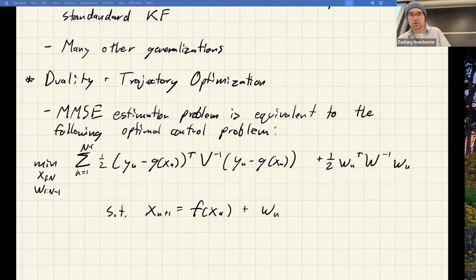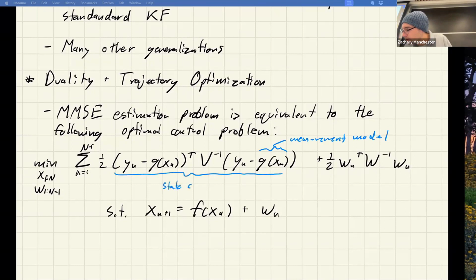All right, so let's talk about what this all is. This is your measurement model, and this whole term is your state cost. In the case that your measurement model is linear, this is a quadratic cost on the states, so G turns into C times X, and if you expand that out, it becomes a quadratic cost. And then this is like your control cost, which looks just like U transpose R U. The W's here, the process noise at each time step, become your controls. The weight matrices, the equivalent of Q and R from LQR, are V inverse and W inverse, the inverse noise covariances.